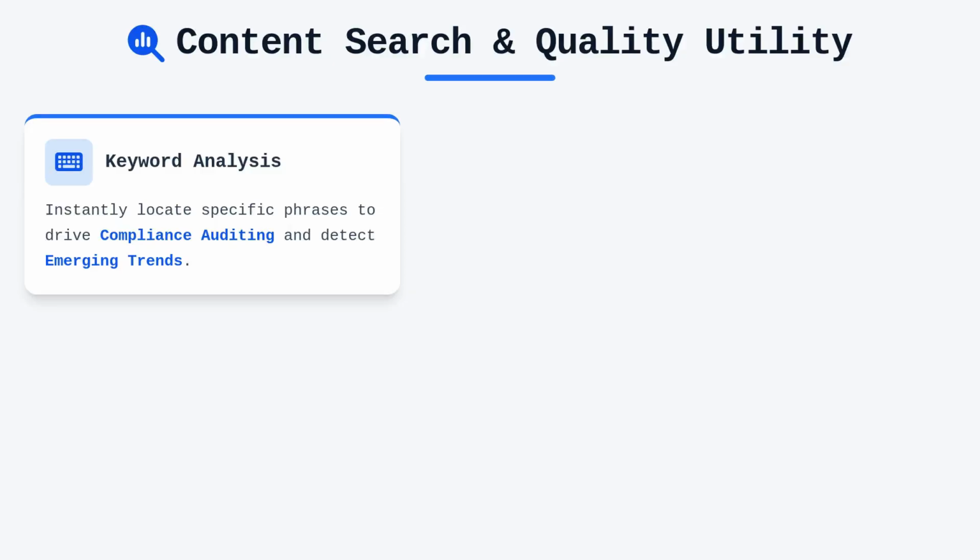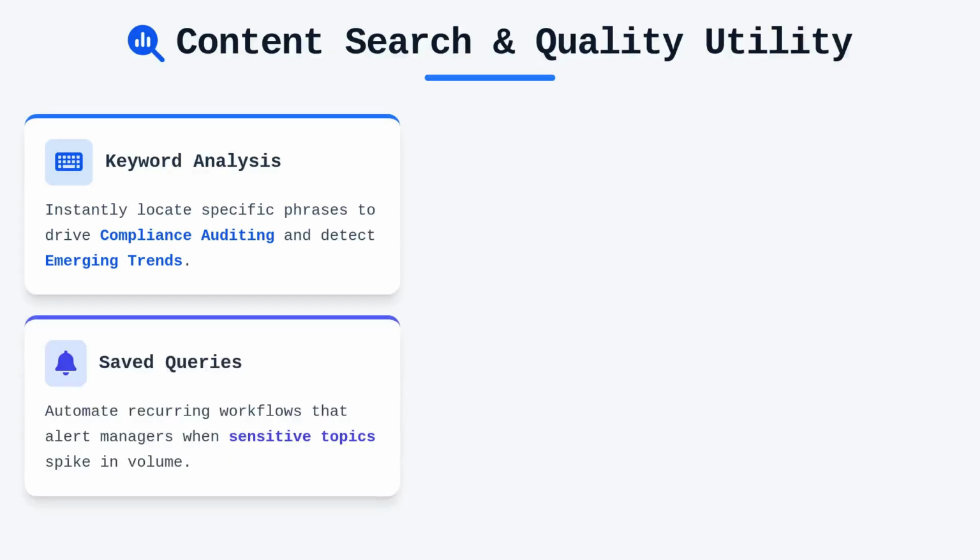This capability is instrumental for compliance auditing and identifying emerging trends in customer inquiries, such as mentions of a new product or complaints regarding a specific service outage. By creating saved queries in the content search tool, you can create a recurring workflow that alerts you whenever a sensitive topic arises in a high volume of calls.